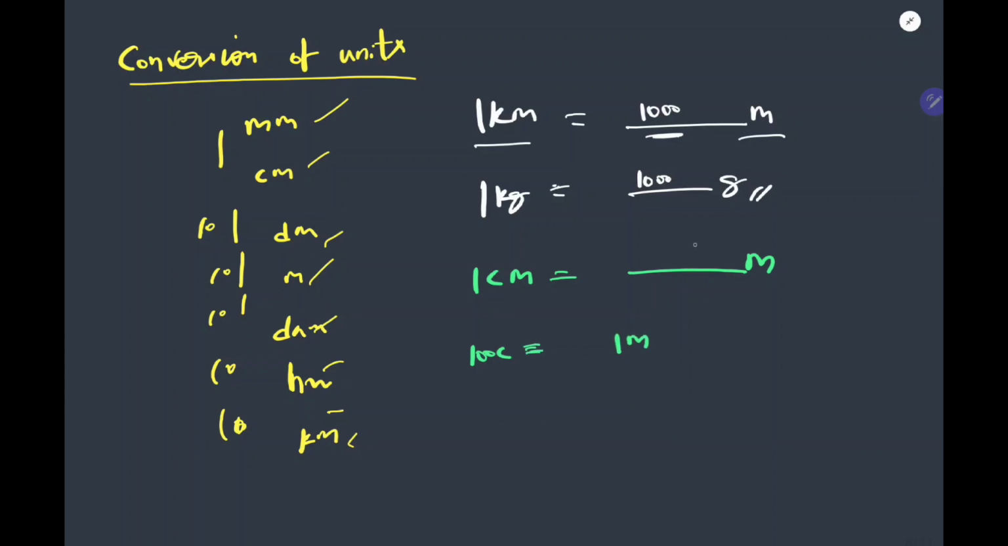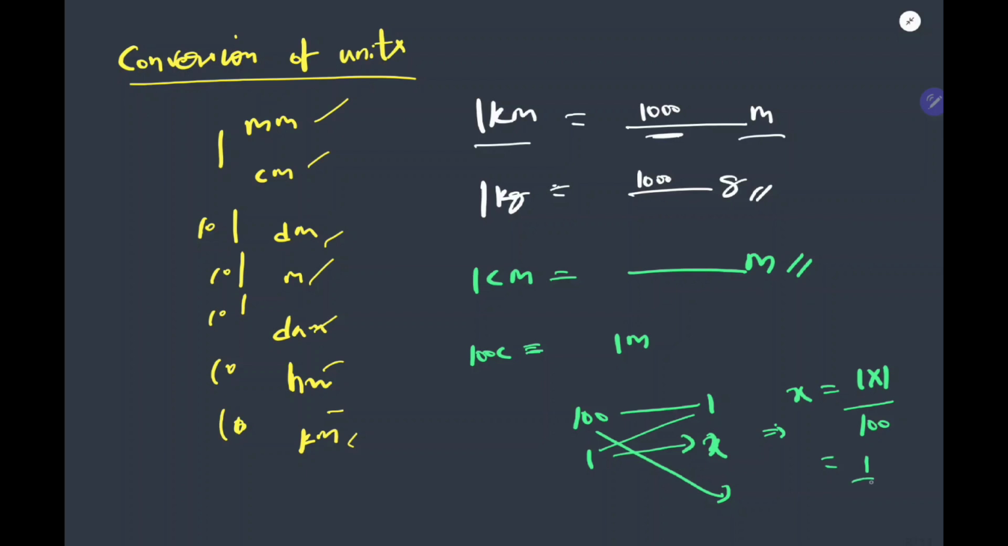Then what is the question about? 1 centimeter is equal to how many meters? Actually, 100 centimeters equals 1 meter, then 1 centimeter is equal to x. So x equals 1 into 1, and this comes under division. So the answer is 1 into 1 by 100, that is 1 by 100. So this is the answer.